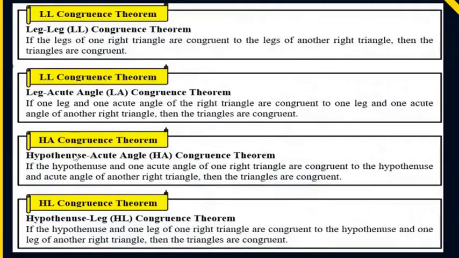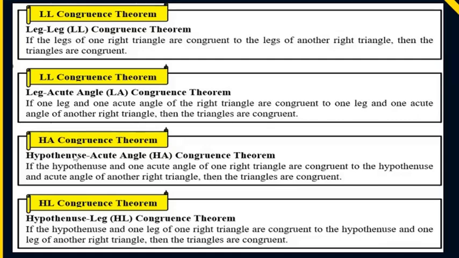So we have the LL congruence theorem or the leg congruence theorem. If the legs of one right triangle are congruent to the legs of another right triangle, then the triangles are congruent. LA congruence theorem or the leg acute angle congruence theorem: if one leg and one acute angle of one right triangle are congruent to one leg and one acute angle of another right triangle, then the triangles are congruent.